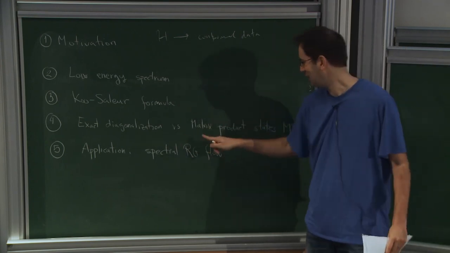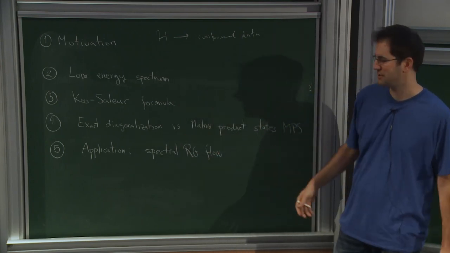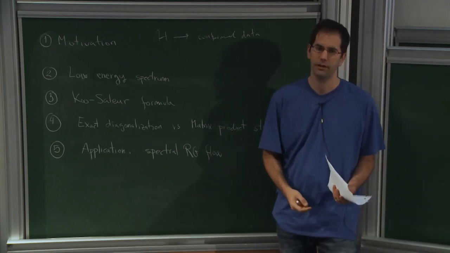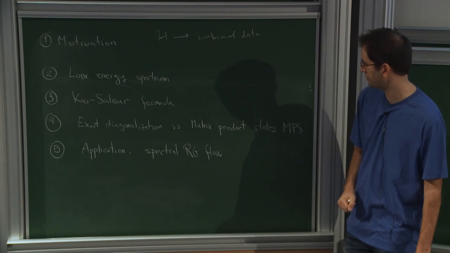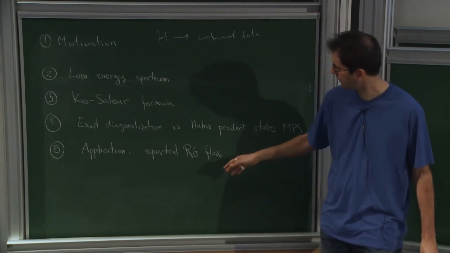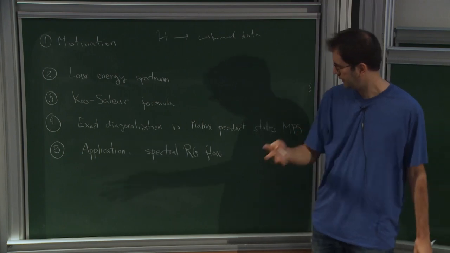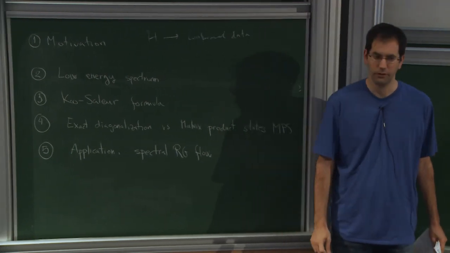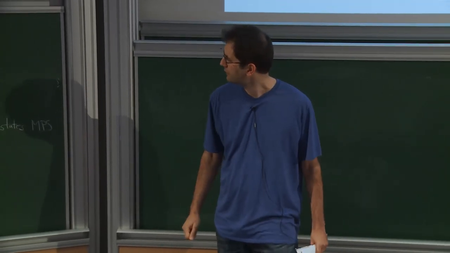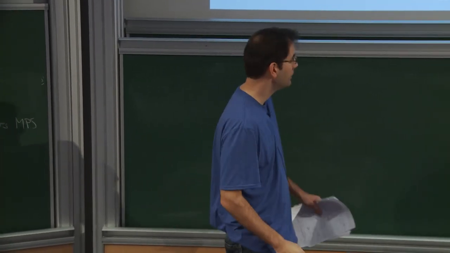But you can also go to larger system sizes using matrix product states, where you will have a significant reduction of finite size errors, and that will be also very useful. And finally, if I have time, I prepared a couple of slides on an application of following a spectral RG flow from one CFT to another, working on the lattice. Very good. So let's get started.